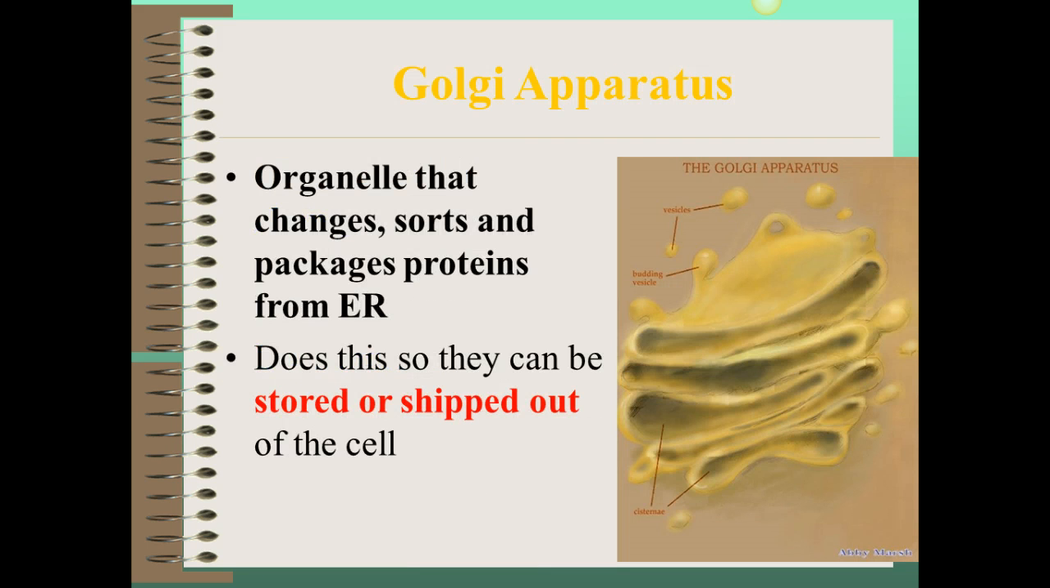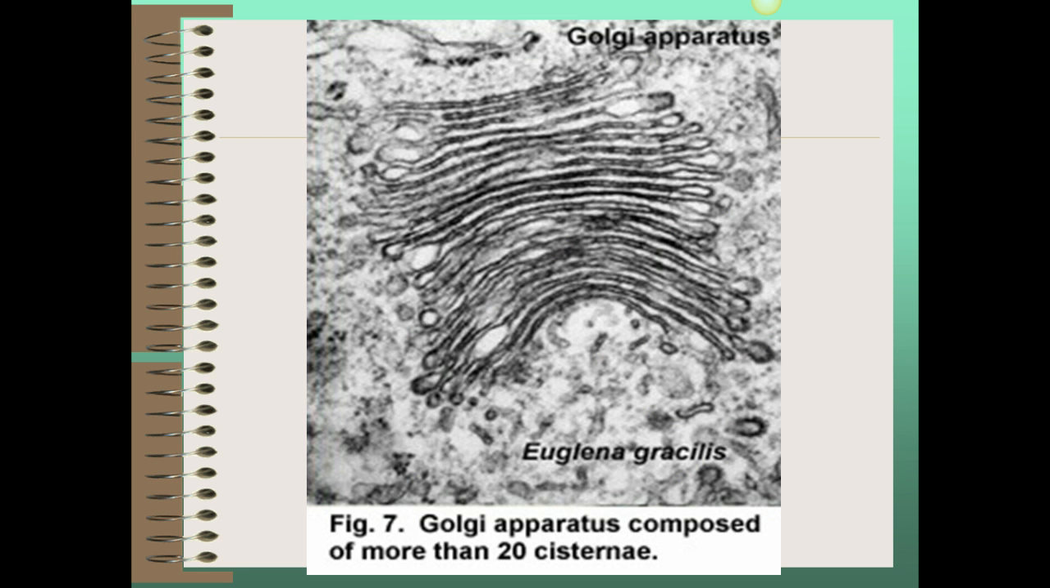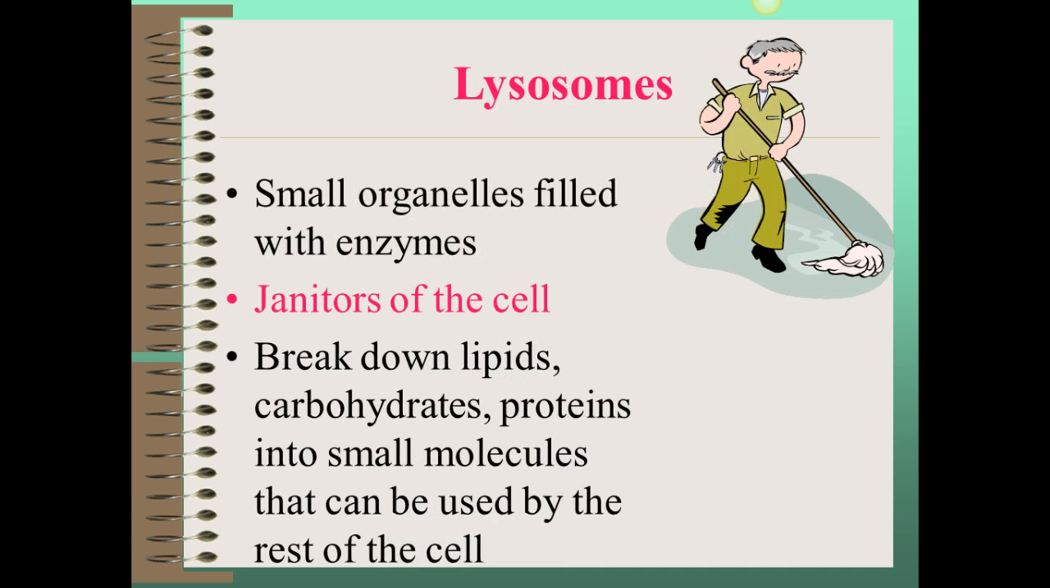The Golgi apparatus is referred to as the post office of the cell. It sorts and packages and ships proteins out of the ER. So it's referred to as the post office of the cell. It's folded up and looks like little flat pancakes.